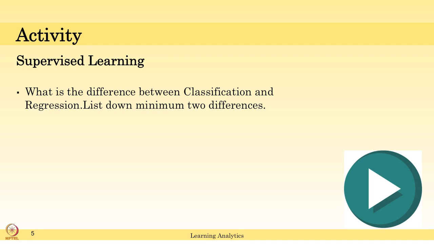So you have seen just the introduction of classification and regression. We will talk about classification and regression algorithms in detail. But given this introduction, can you list down a minimum of two differences? After listing them down, resume the video to continue.